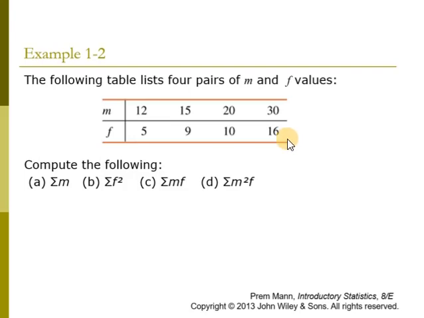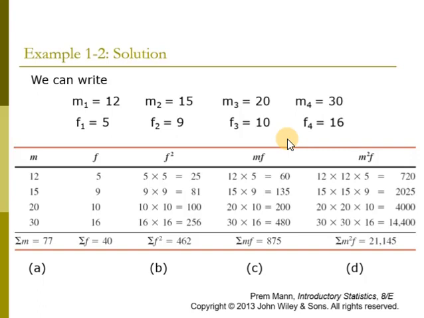Or by using a table, the calculation is shown here. The first column lists the values of m. So the sum of these values gives 77. The second column lists the values of f. So the sum of this column gives 40. The third column lists the squares of the f values. For example, the first value 25 is the square of 5. So the sum of the values in this column gives 462.